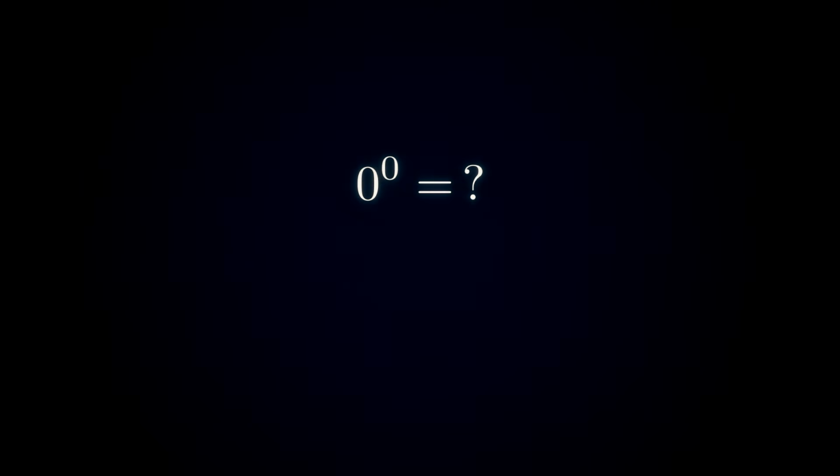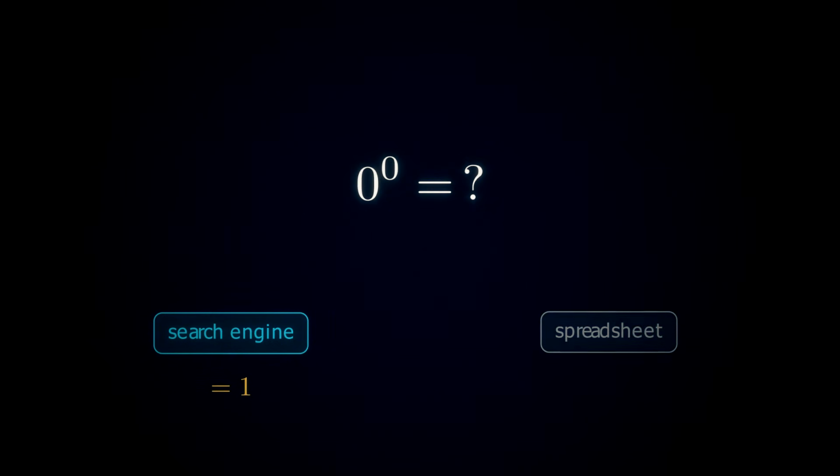Hey, quick question. What does 0 to the power of 0 equal? Open Google right now and type 0 to the power of 0 into the search bar. Google answers instantly. The result is 1. Now open Excel. Type an equals sign, 0, the caret symbol, 0. Excel refuses. It gives you an error, not a number.